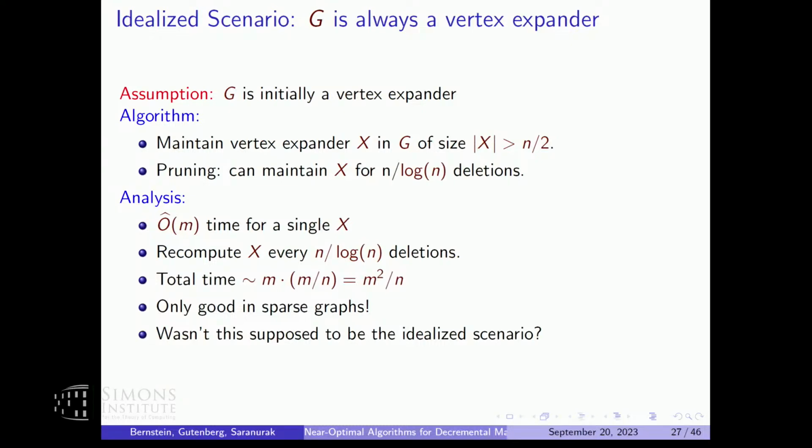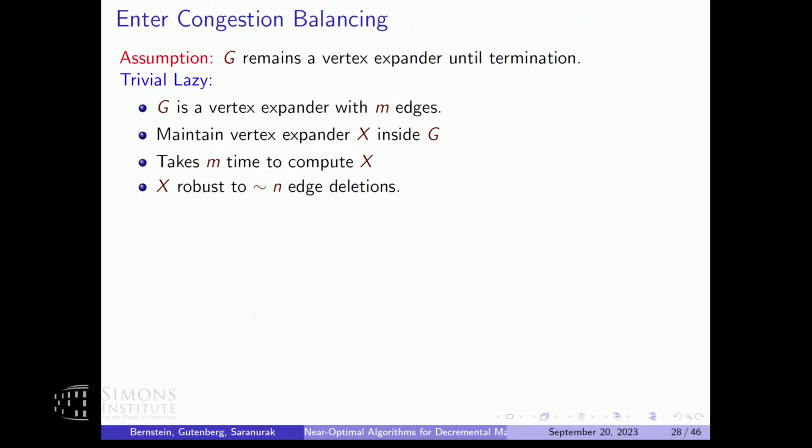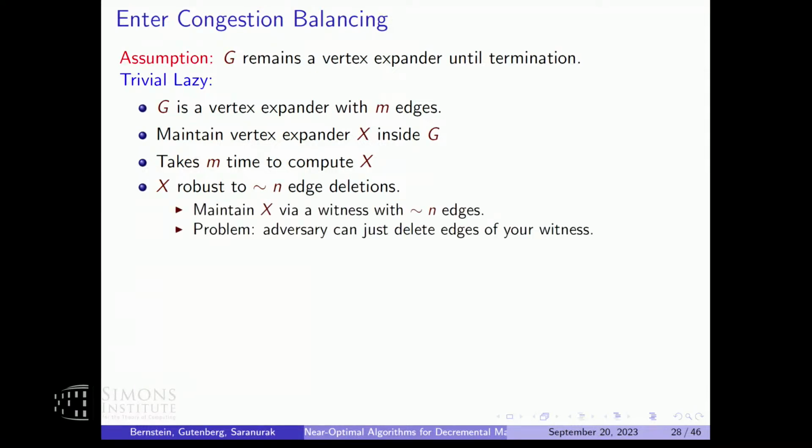To solve this, this is a very standard application, actually, of congestion balancing. This is our original paper on congestion balancing. This is basically the problem we introduced it for, which is that this was a trivial lazy algorithm: you just maintain this expander X, it's robust to n deletions, and you have to recompute it. And the problem is, how do you do pruning? Basically, the intuition is, I won't go into details, you maintain something called an expander witness, which has like n edges. That's a witness that you still have this large part that's a vertex expander.